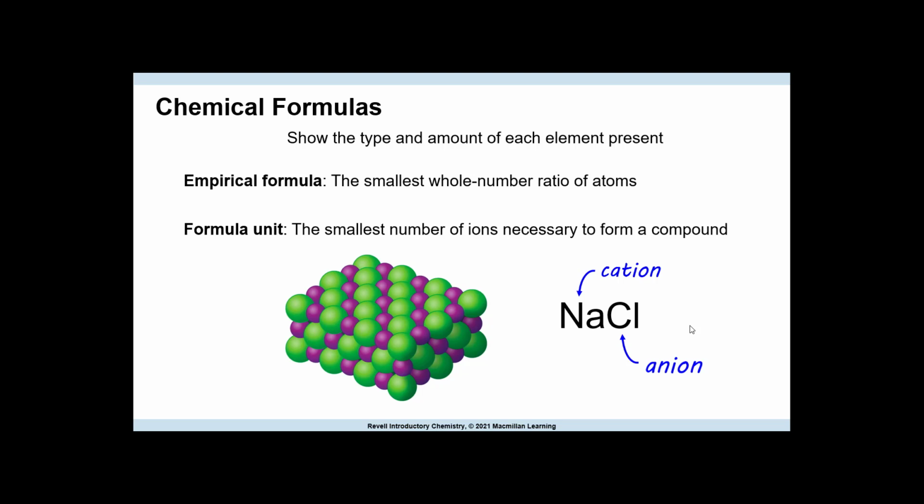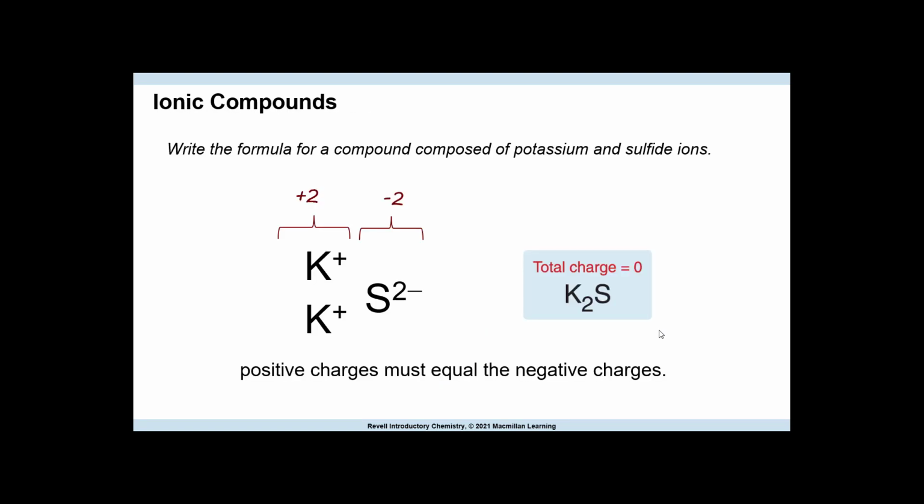For example, the empirical formula for sodium chloride is NaCl. That is the smallest number of ions necessary to form a compound. A formula unit of sodium chloride contains 1 sodium ion and 1 chloride ion. When writing empirical formulas for ionic compounds, we write the symbol or formula for the cation first, followed by the anion. Even though ionic compounds are more like a lattice, all we need is to show one unit that makes up the whole. In this case, sodium chloride makes up the whole unit.